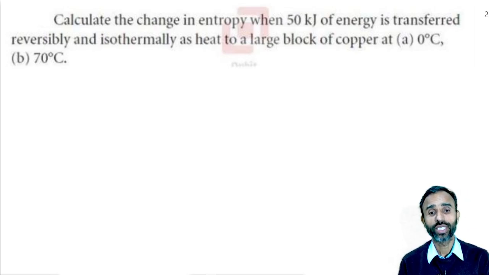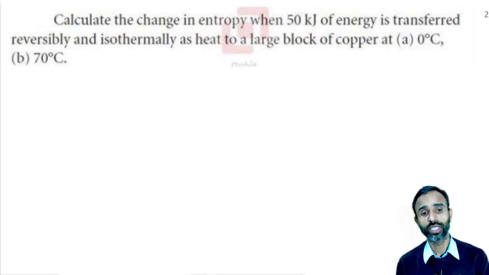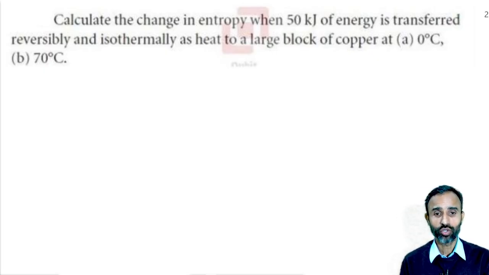Calculate the change in entropy when 50 kilojoule of energy is transferred reversibly and isothermally as heat to a large block of copper, first at 0 degree Celsius and second at 70 degree Celsius.